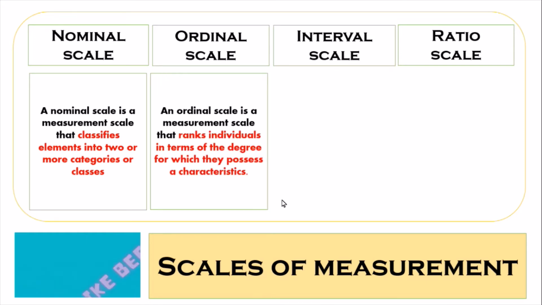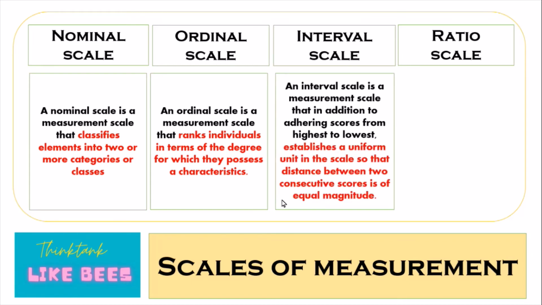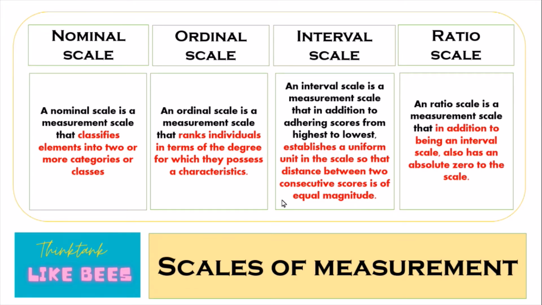When we say ordinal scale, it is a measurement that ranks individuals in terms of the degree to which they possess a characteristic. When we say interval scale, it is a measurement scale that, in addition to ordering scores from highest to lowest, establishes a uniform unit in the scale so that the distance between two consecutive scores is of equal magnitude. And with regard to ratio scale, in addition to being an interval scale, it also has an absolute zero to the scale.